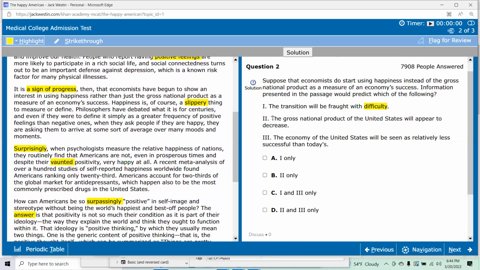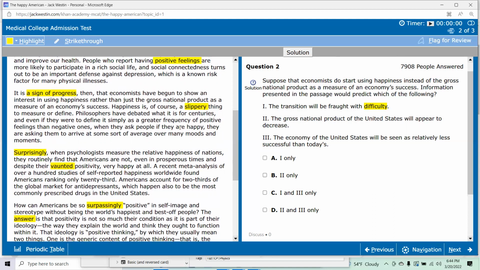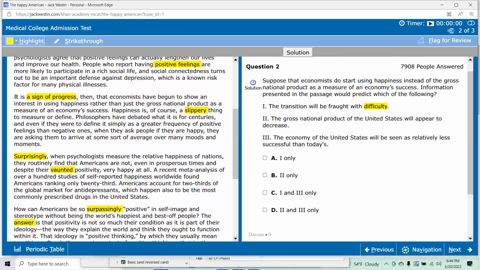2, the gross national product of the United States will appear to decrease. So we have to look at what does he think about the gross national product of the United States. So again, let's look at these paragraphs. And now I want you to look for something here. So I'm gonna be honest, I eliminated this one not because of reading the paragraph, but because of the question itself. Because it doesn't make sense to me logically from reading the question.